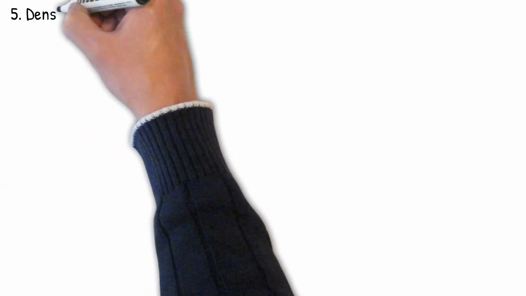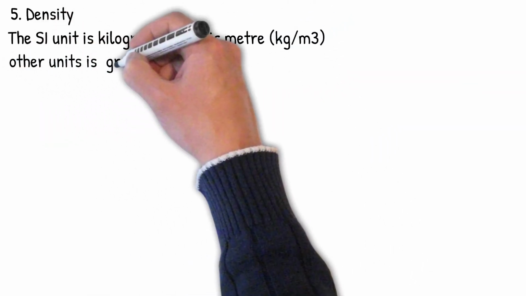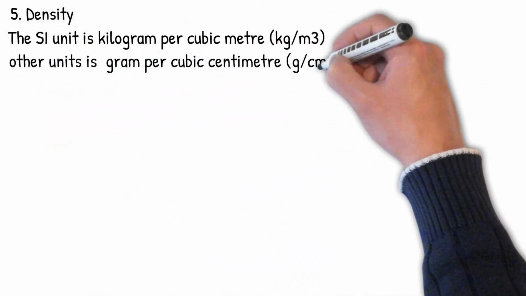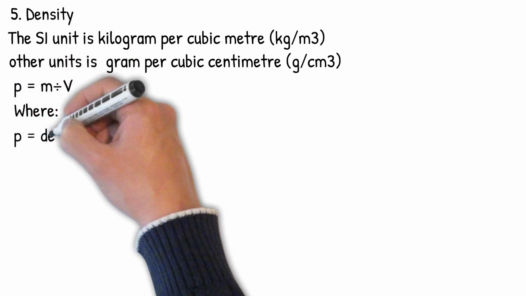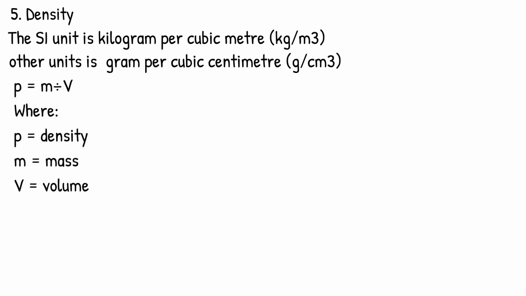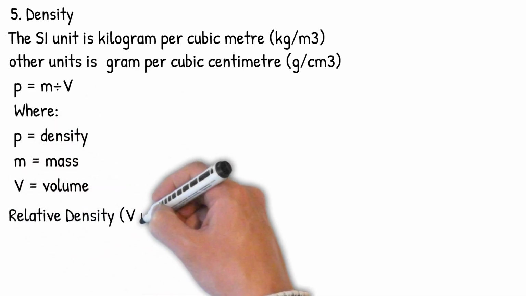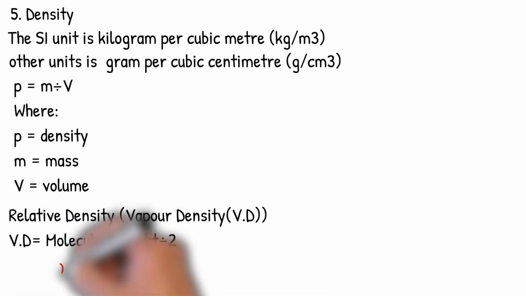Number 5. Density. The SI unit is kilogram per cubic meter. Another unit is gram per cubic centimeter. The formula is ρ equals mass divided by volume, where ρ is density, m is mass, and v is volume. Relative density, or in other words vapor density: vapor density equals molecular weight divided by 2.